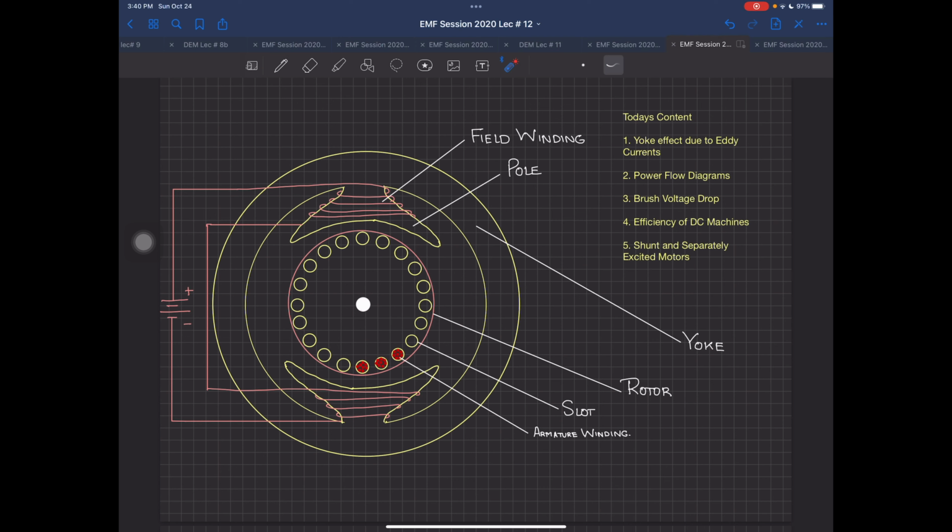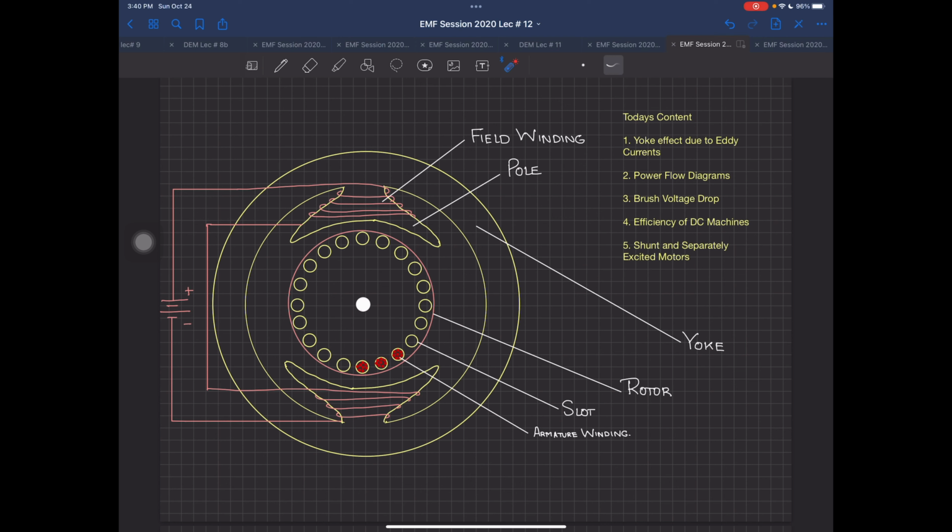Okay, so today's content, as you can see over here, are the yoke effect, because this is very important. We have discussed this previously also, but I'm going to discuss it again over here. Then I have the power flow diagrams. Then a very important thing which many engineers ignore for a DC machine is the brush voltage drop, the efficiency of DC machines, and what losses take place. We will discuss them just briefly, and then at the end, as I told you, we will be talking about the shunt and the separately excited motors.